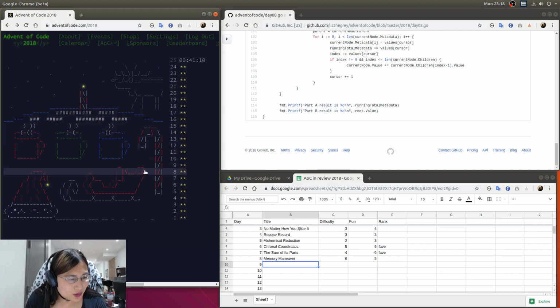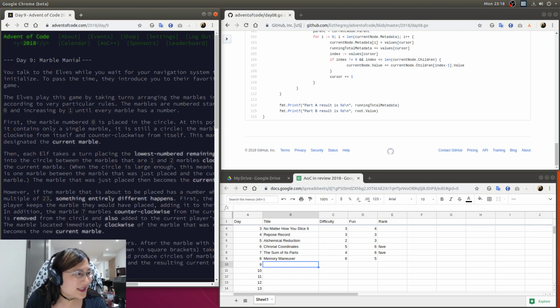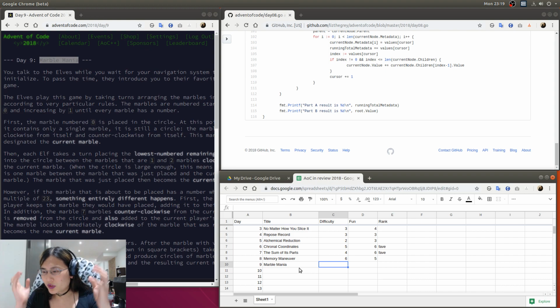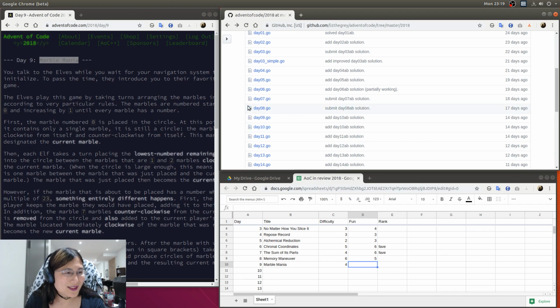Alright, day number 9. Day number 9 was the marble puzzle, and it was a case where if you knew about the ring type or circular lists, you had an easy time. If you did not know about those things and were trying to do modular arithmetic, you might really, really struggle. I personally thought it was a 4 in difficulty because I kind of cheated by using the ring class.